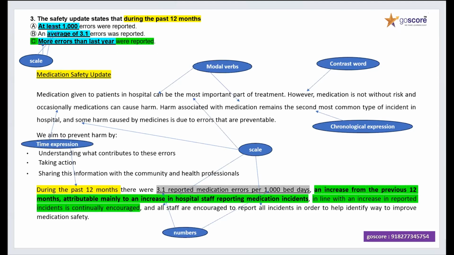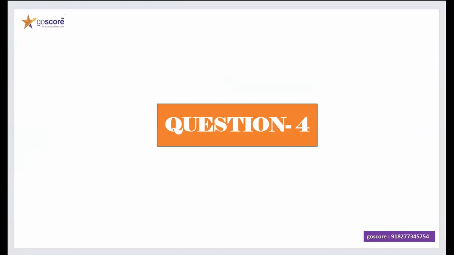Now these are the scales: at least, average, more, all these are scales. Then modal verbs are there. Then "can" is a modal verb. Then "however" is the contrast word here. Chronological expressions? No, it's an average of 3.1. It's an average value they are saying, right? So no need to think about all those things. It's grammatical. Then time expression here, during the past 12 months. Then scale expressions are there. Numbers are there. Okay, moving to the next question.